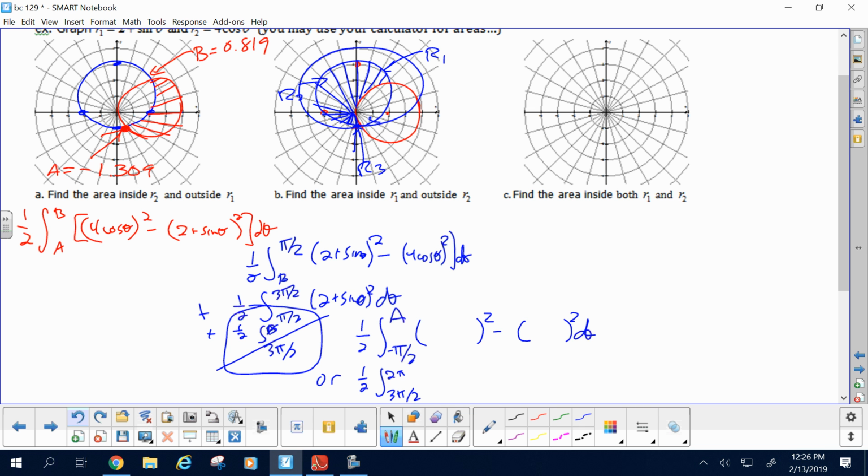When's the next time this is going to be around? If it was A here, then when's the next time it's going to be around? 2 pi more than where it was, so it's 2 pi plus A. But A is negative, so it's all good. Okay? A is negative. So you're okay. All right? Now, this then is pretty rough.